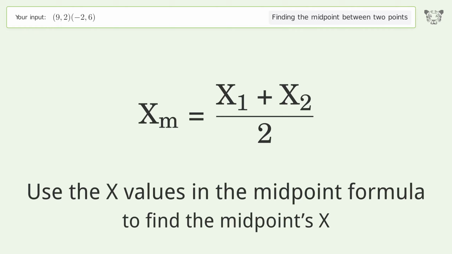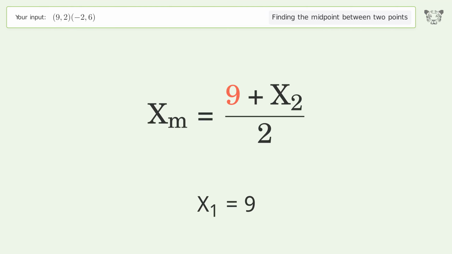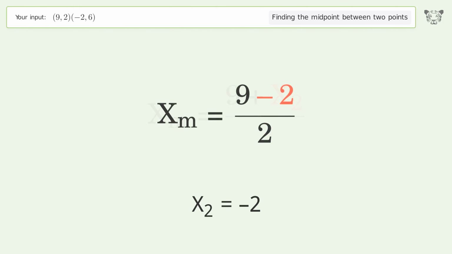Use the x values in the midpoint formula to find the midpoint's x. x1 equals 9. x2 equals -2. Simplify the arithmetic.